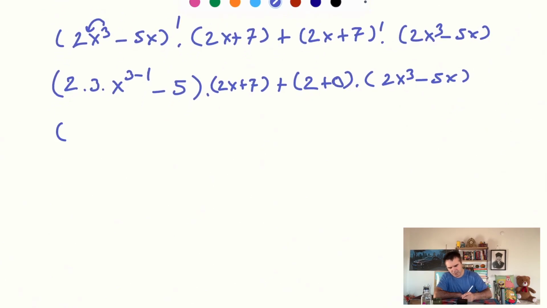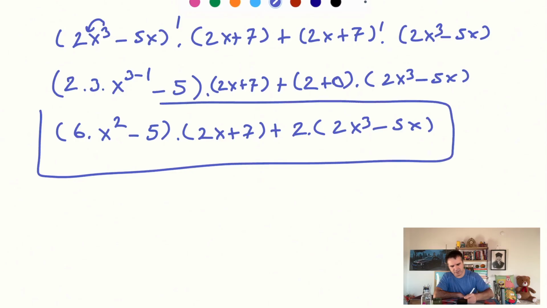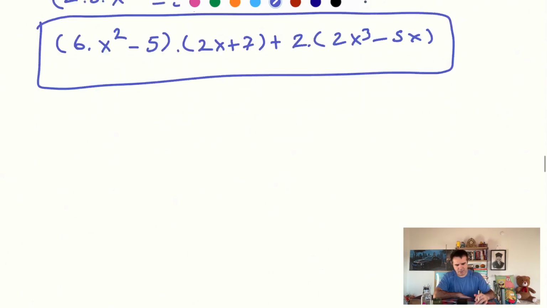And the derivative becomes 2 times 3 is 6 times x to the power of 2 minus 5 times 2x plus 7 plus 2 times 2x cubed minus 5x. So the answer is this.